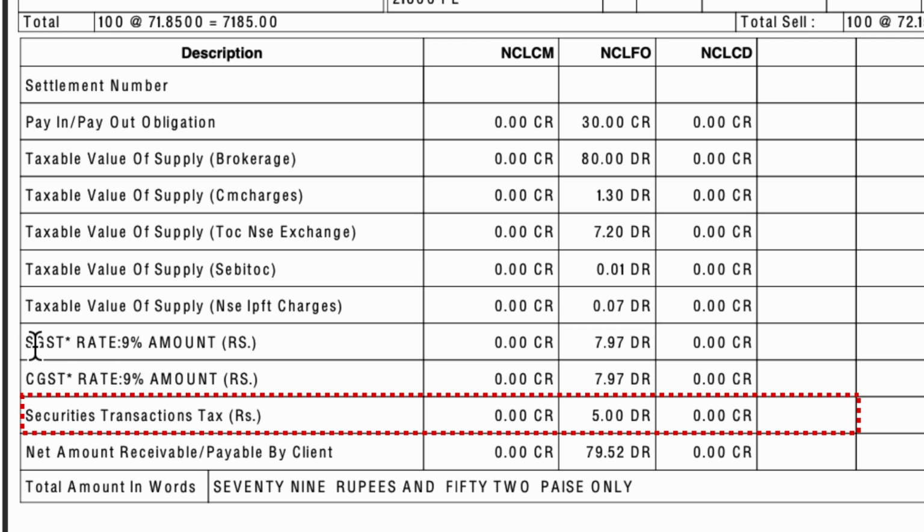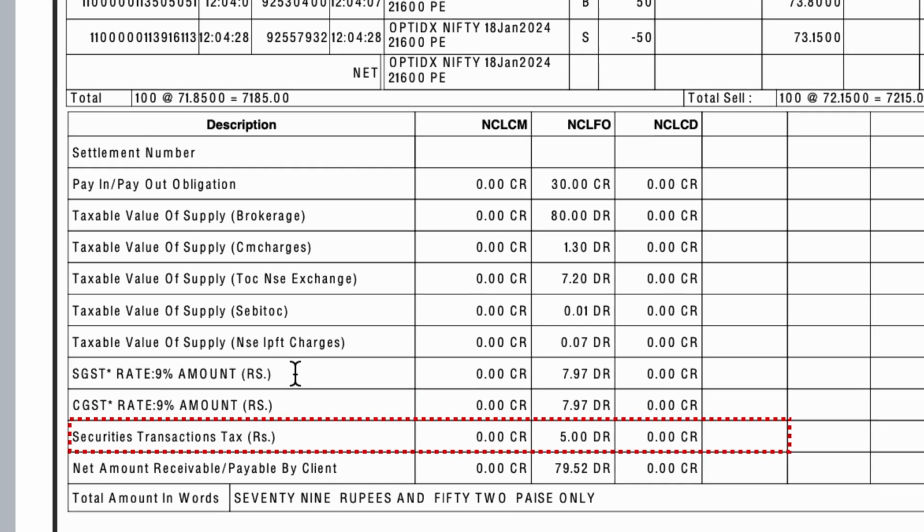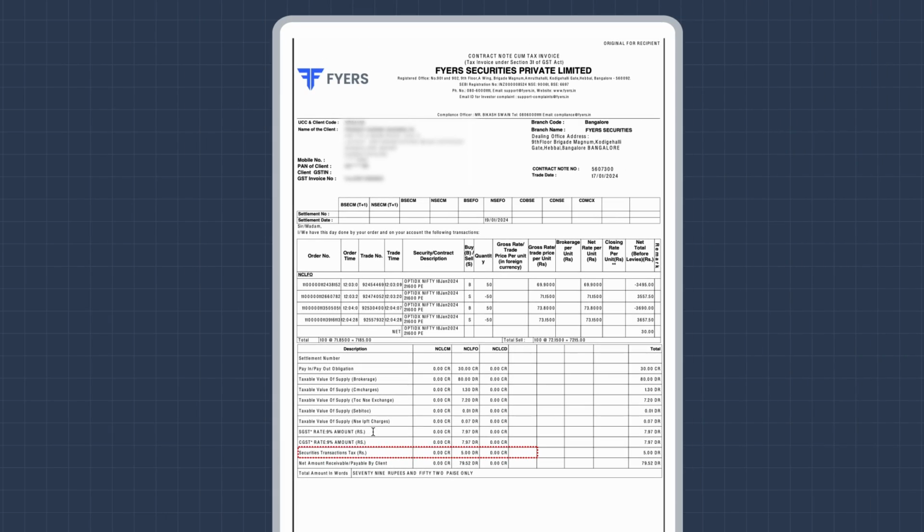Furthermore, stamp duty is charged and STT is collected by FYERS and paid to the exchange. STT is levied on both buying and selling on equity delivery and on selling on intraday and FNO. As we wrap up now, we hope this video has made contract notes simplified for you.